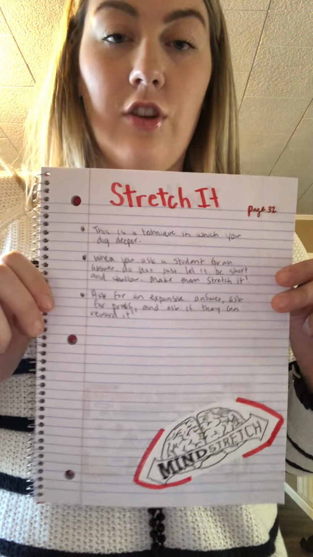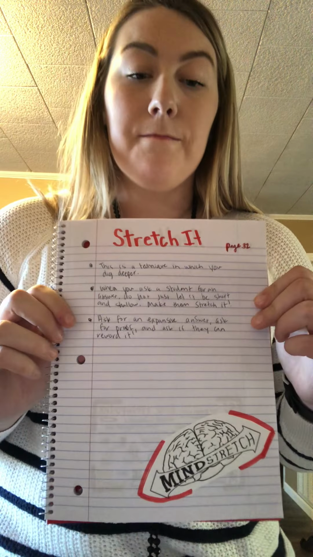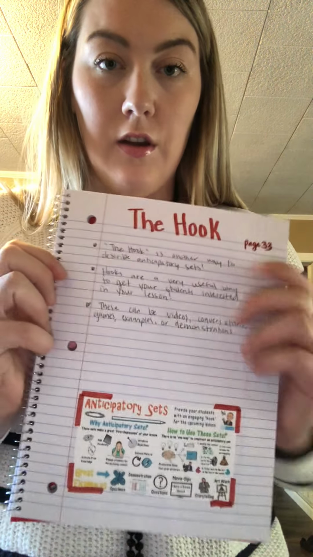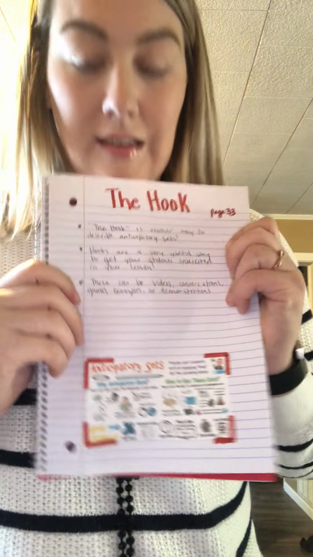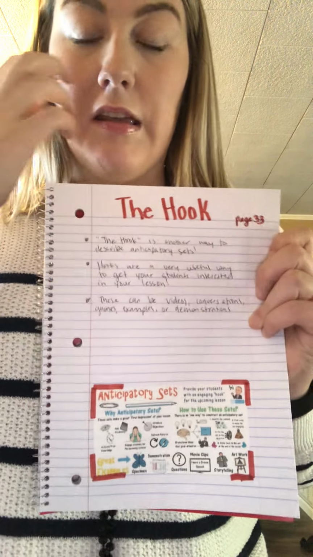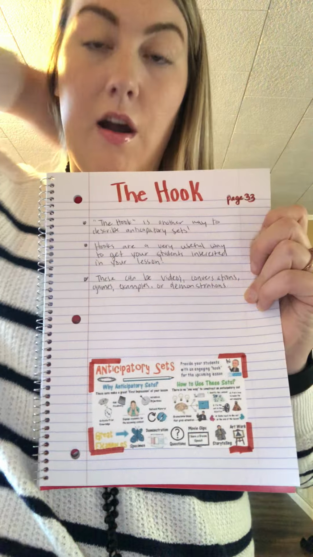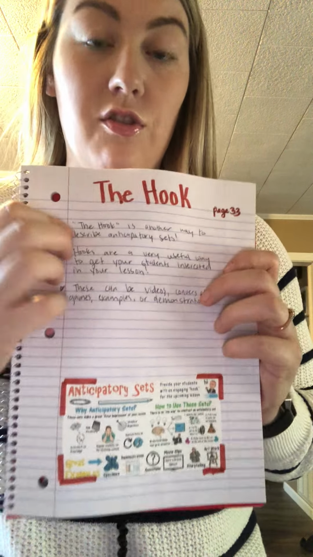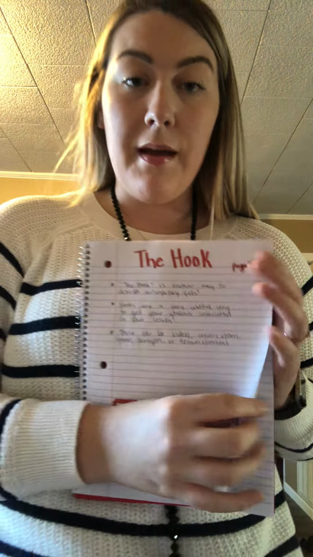Next to last was stretch it, and how when you ask questions to your students, don't just let them give you a one-word answer or the basic answer. Ask them to go deeper and be more expansive on their answers. And then lastly was the hook, and another word for hook is your anticipatory set. And so I gave a little graphic down here over anticipatory sets and how those will help get your students interested in your lesson. So that was my last page on it.